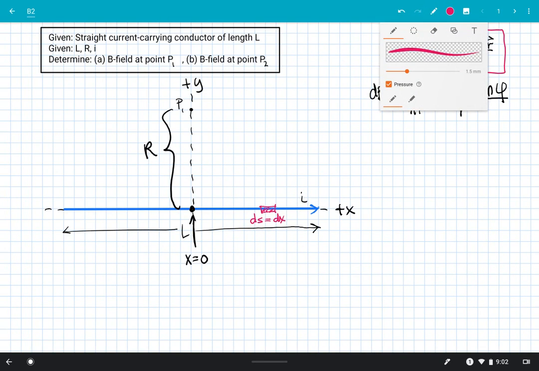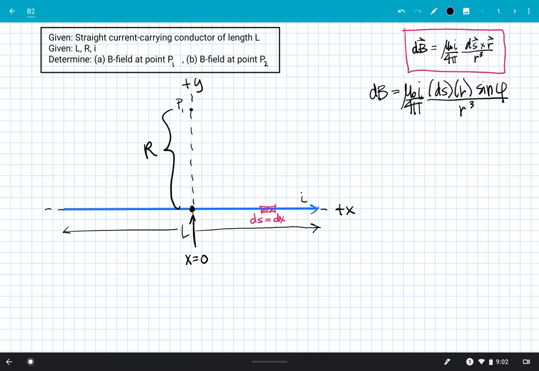All right, so now I can pop in my r vector. r is always going to go from your current element, your source, right, to your point of interest. So here's my r vector. Looks like that. Remember, that's a vector. It has a direction. That's important. And the direction of ds, that's vector 2, is going to be in the direction of current. So that direction will be from left to right. The direction of current was given in this problem.